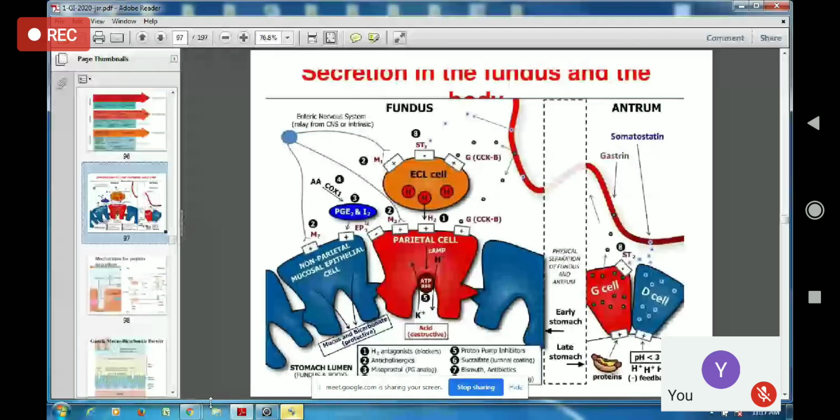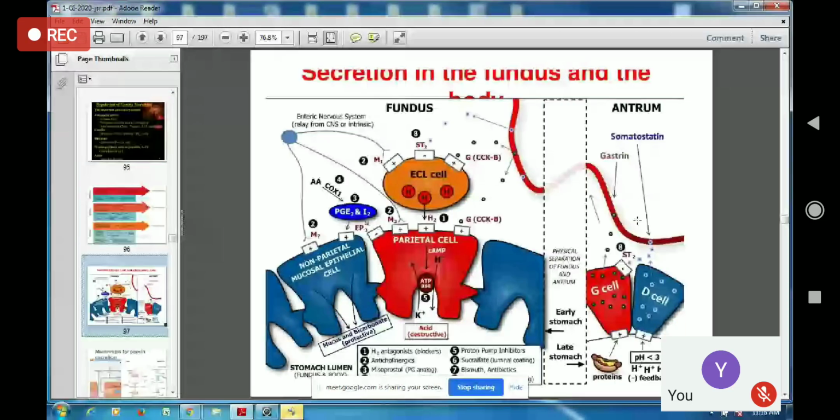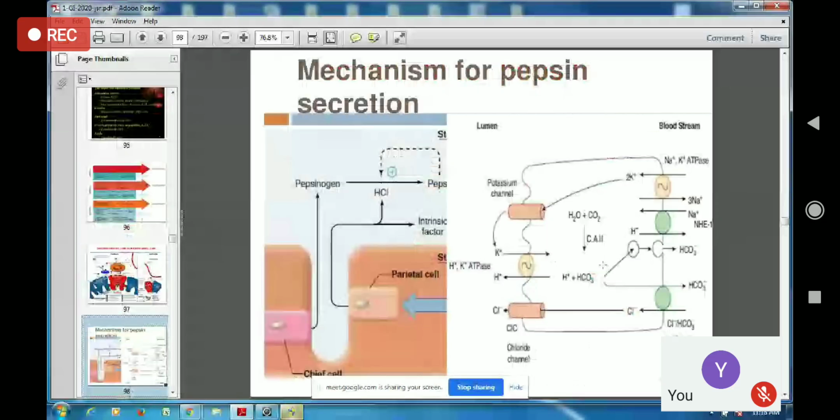The main thing that we need to know about HCl secretion is how it is regulated. We studied how it is secreted; then we have to know how it is regulated. Regulation is always in two forms. One is neural regulation, that is being regulated by the nerves. Another is hormonal regulation, that is it is being regulated by the hormones.